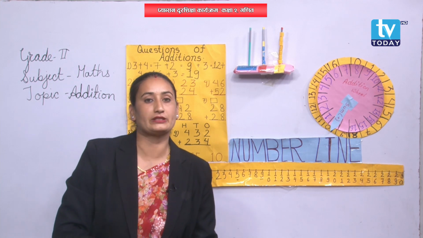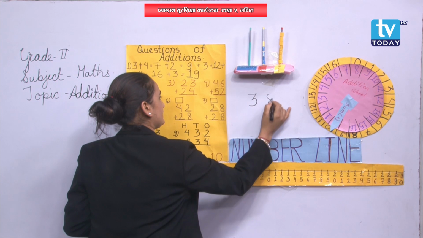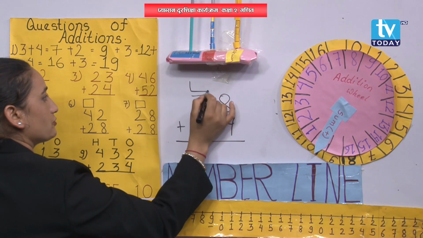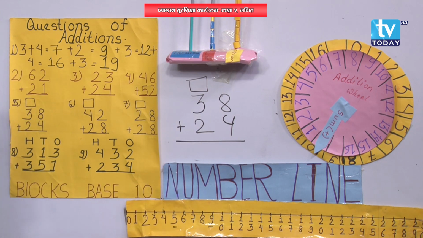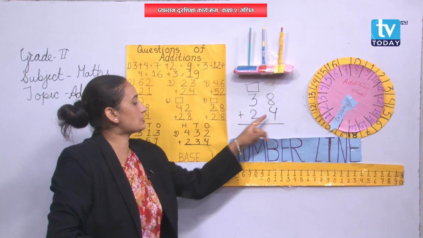then how to do those problems? Let's have a look. 38 and 24 is there. Now you have to add and carry over also. Let's do over here, okay? So let's do 8 plus 4.